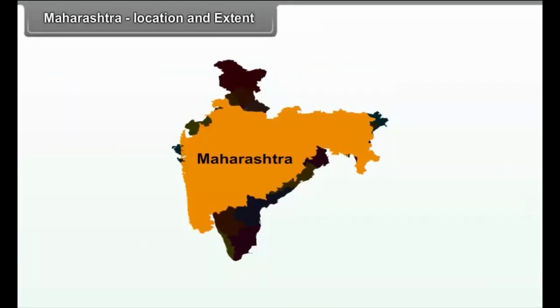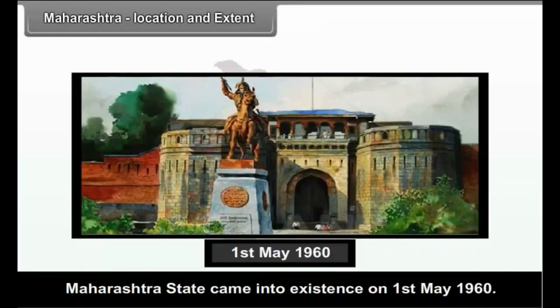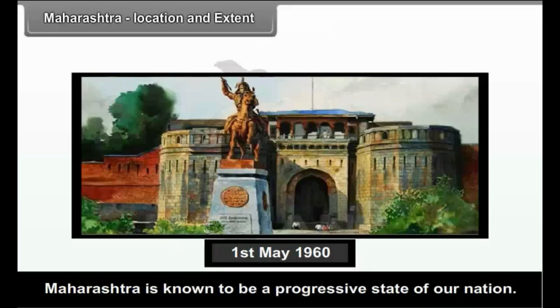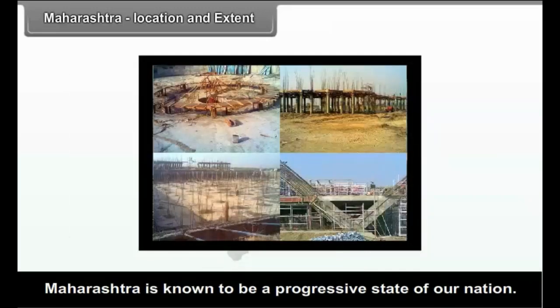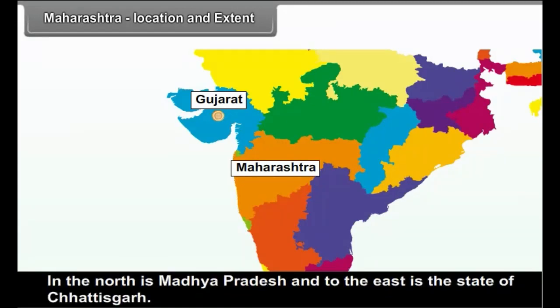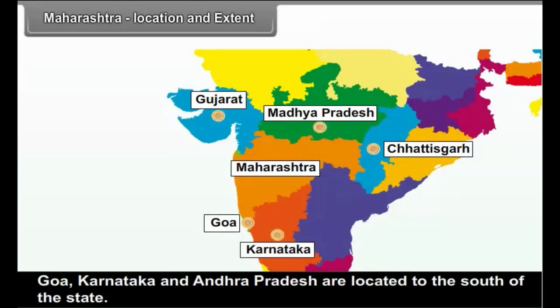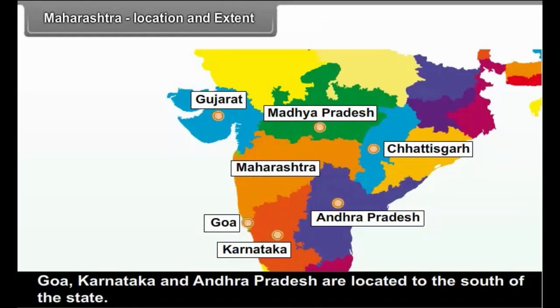Maharashtra, location and extent. Maharashtra state came into existence on 1st May 1960. Maharashtra is known to be a progressive state of our nation. The state of Gujarat lies to the northwest of Maharashtra. In the north is Madhya Pradesh and to the east is the state of Chhattisgarh. Goa, Karnataka and Andhra Pradesh are located to the south of the state.